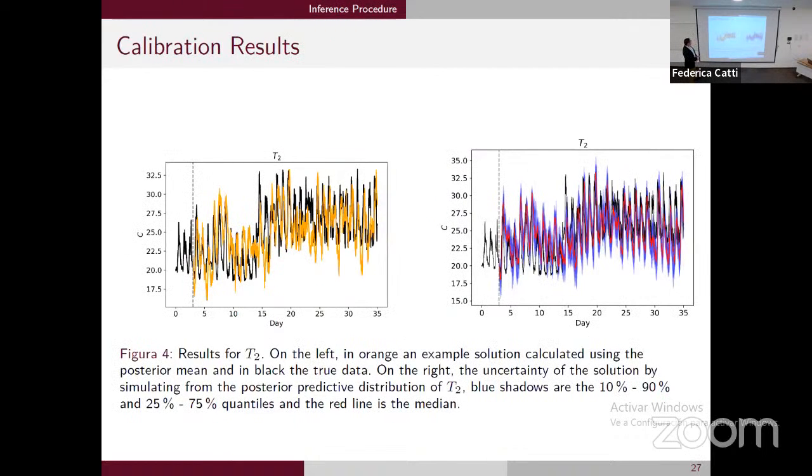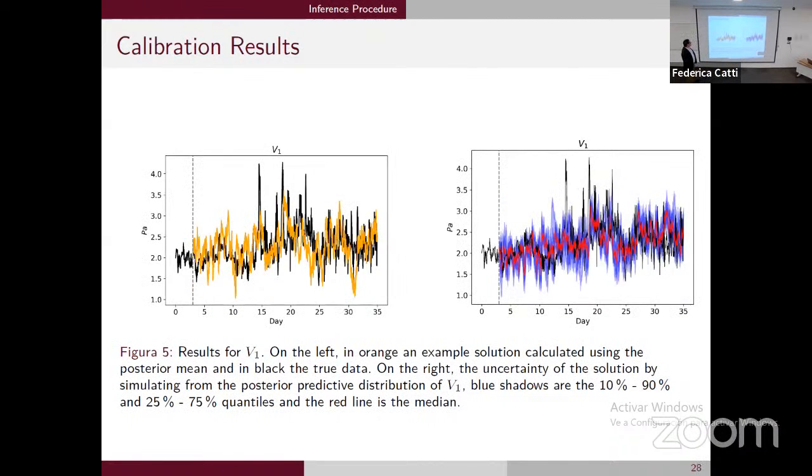These are the calibration results for T2, the greenhouse air temperature. On the left, in orange, an example solution calculated using the posterior mean, and in black, the true data. We can see in this graph that almost all the time the simulated values, the orange line, are very close to the true data. And on the right, the uncertainty of the solution by simulating from the posterior predictive distribution of T2. Blue shadows are the 10% to 90% quantiles and 25% to 75% quantiles, and the red line is the median. In this graph, we can see that almost all the time the true data, the black line, is inside the credibility region.